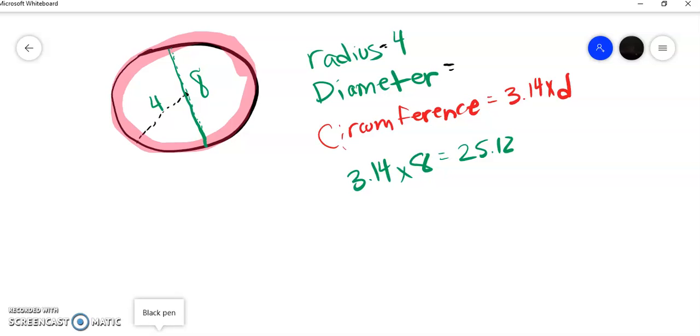So if you had your radius and you want to find your circumference, you're going to have to go find the diameter first. And the diameter is twice the radius. So take your radius, multiply it by 2. And you're going to do 3.14 times whatever your diameter is. In this case, our diameter is 8. All right.